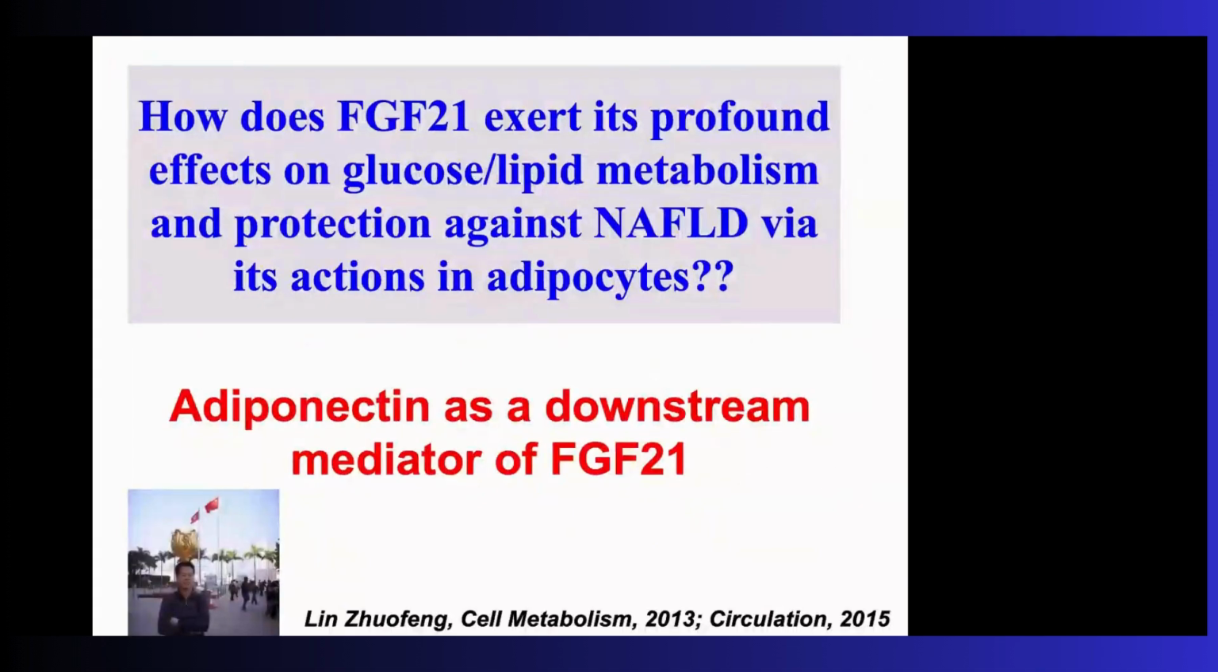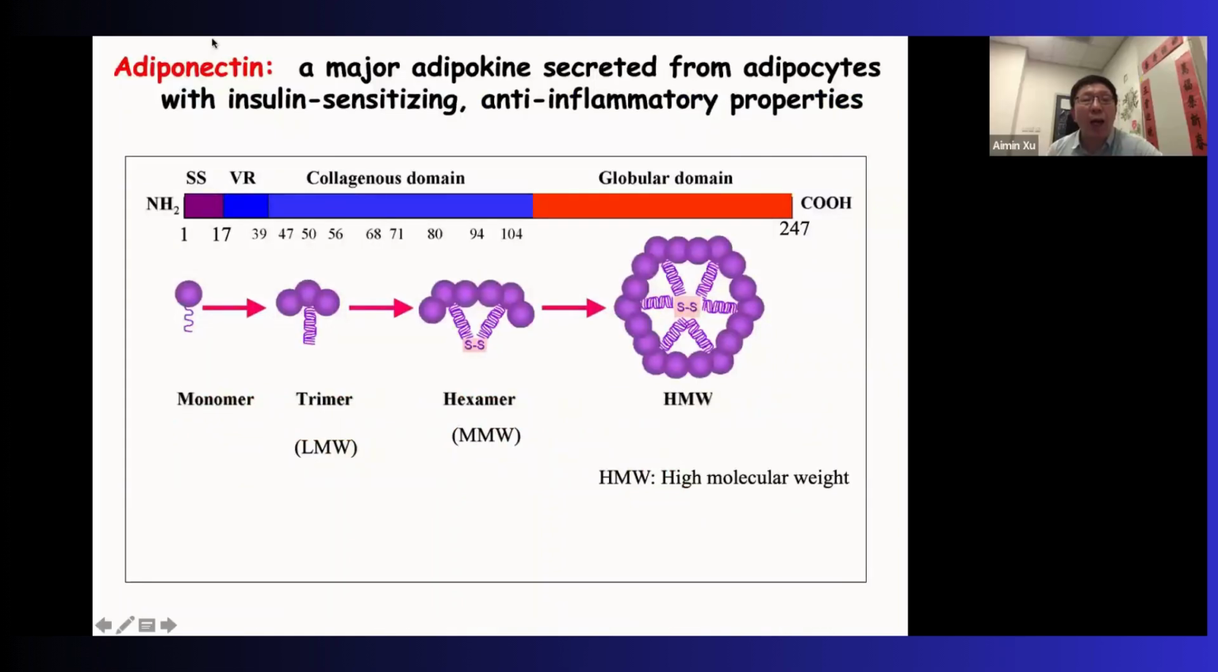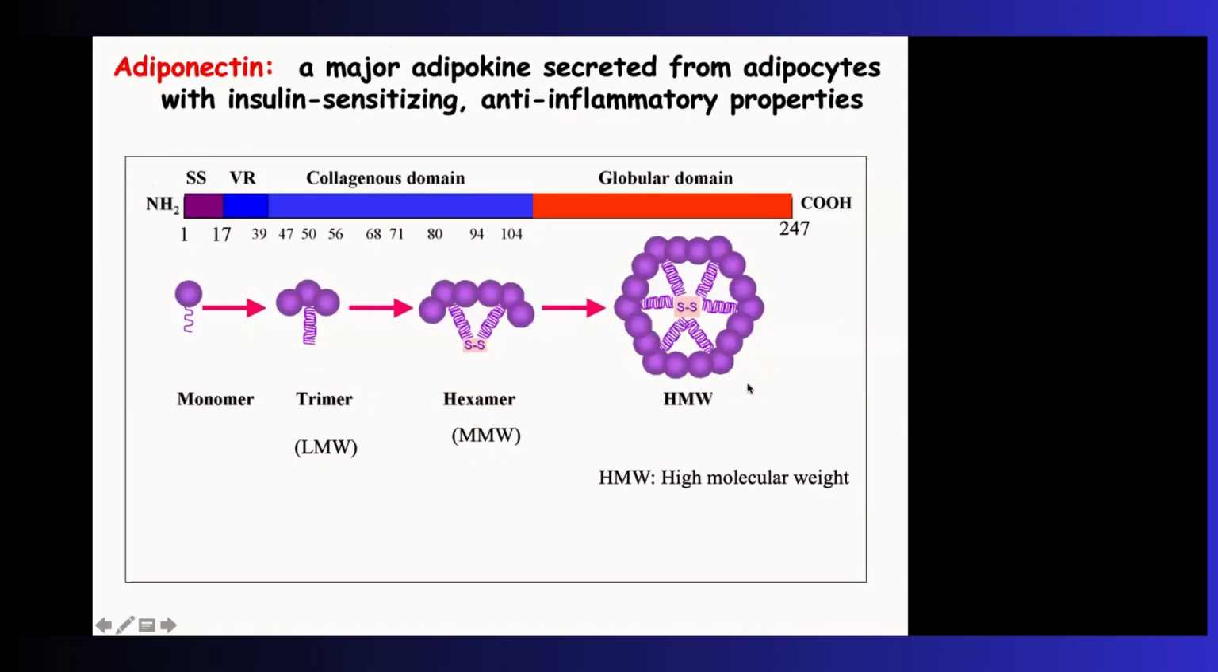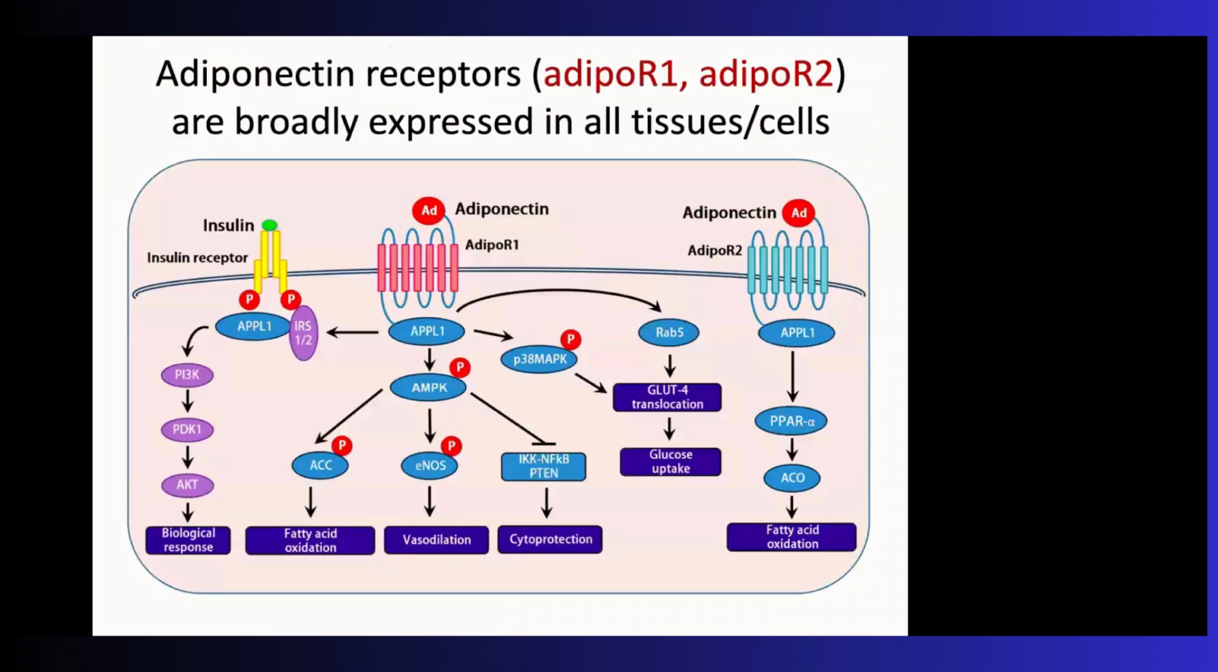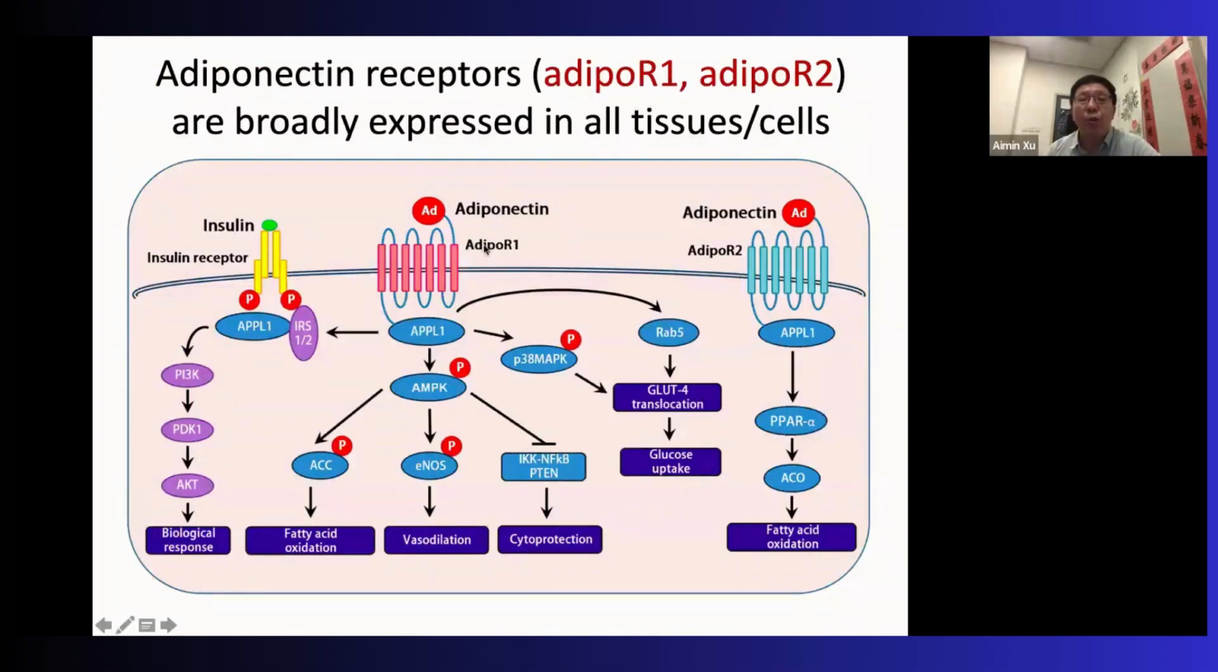Okay, so adiponectin, as you know, is a major adipokine secreted from adipose tissue with insulin-sensitizing and anti-inflammatory properties. In the circulation, it forms several oligomeric complexes, including trimer, hexamer, and high-molecular-weight adiponectin. Adiponectin acts through its receptors, called AdipoR1 and AdipoR2. They are seven-transmembrane receptors, but have an opposite topology to traditional G-protein coupled receptors.